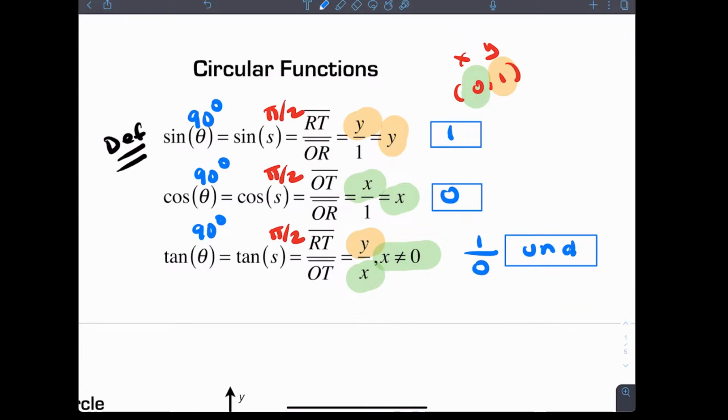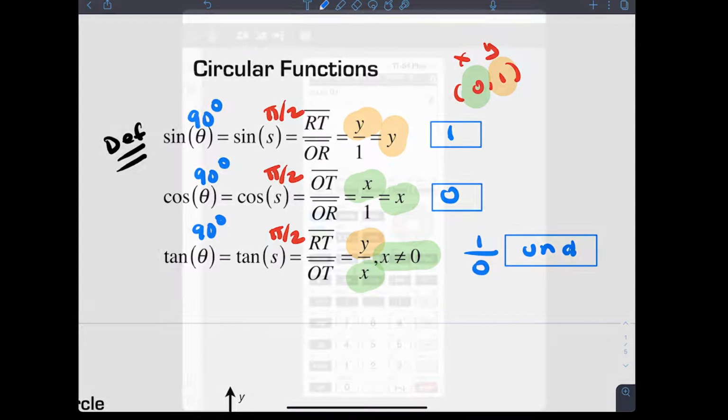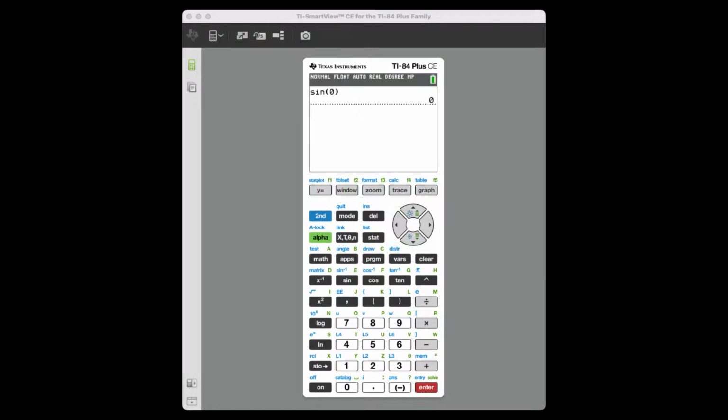What do you guys think? Undefined. Let's see if the TI agrees. Sine, cosine, tangent of what? 90 degrees, right?